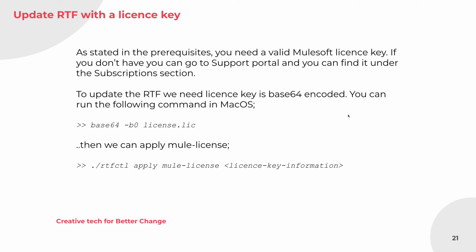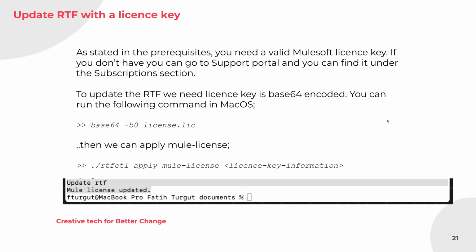To update the RTF with the license key, it should be base64 encoded. So in order to do that, you need to use a script, a command line again to the file, which will be changing your license keys into base64, and then you will be applying with this command line here, rtfctl apply mule license, and then your base64 code.